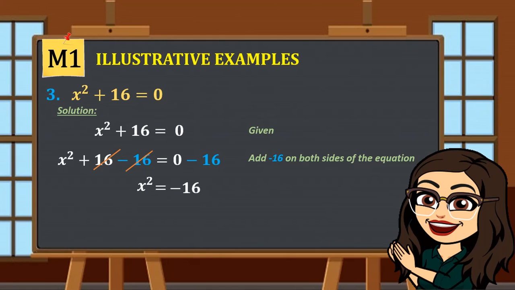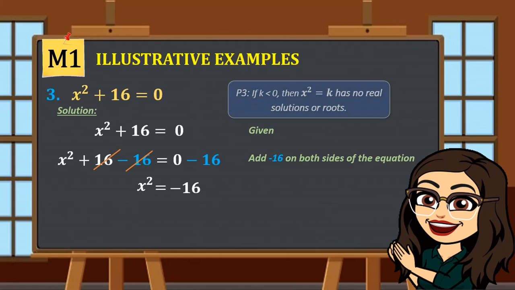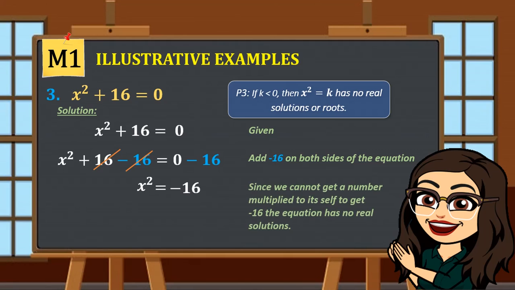Since the value of k is negative 16 or a negative number, let's have the third property. If k is less than 0 or negative, then x squared equals k has no real solutions or roots. So since we cannot get a number that when multiplied to itself gives negative 16, the equation has no real solutions. So for number 3, the answer is no real roots.